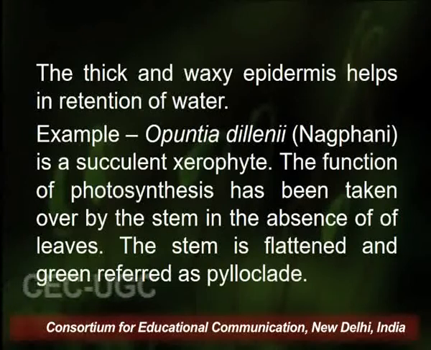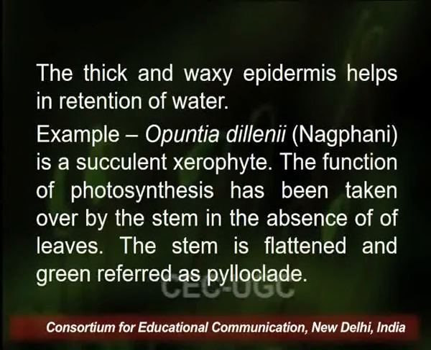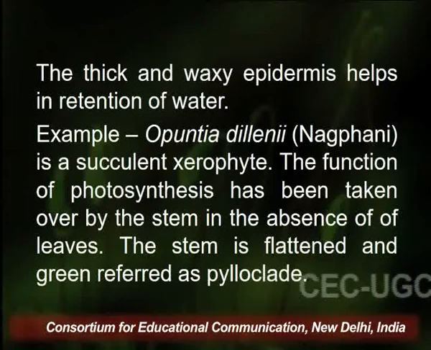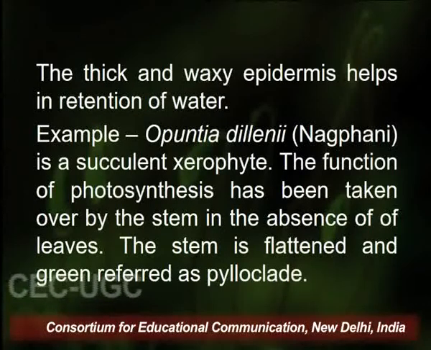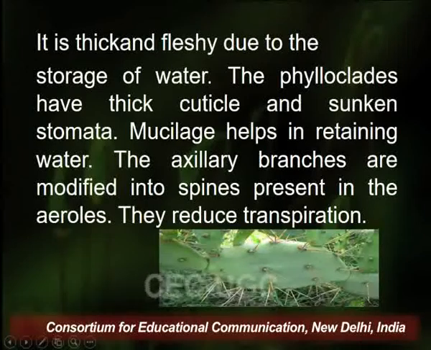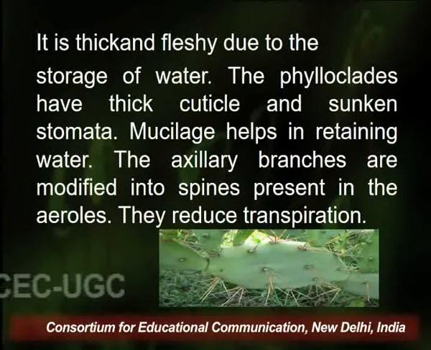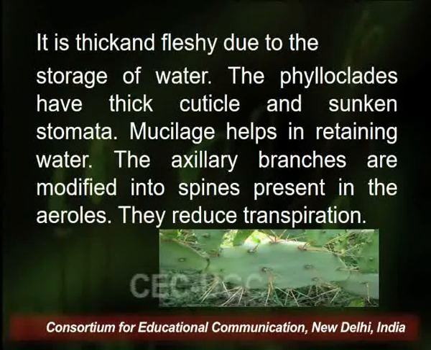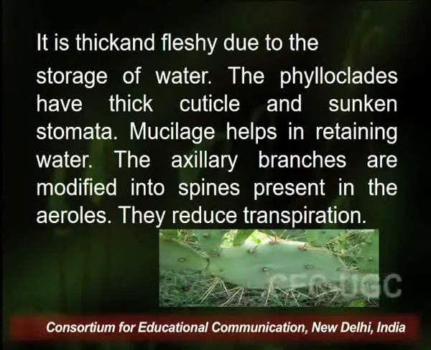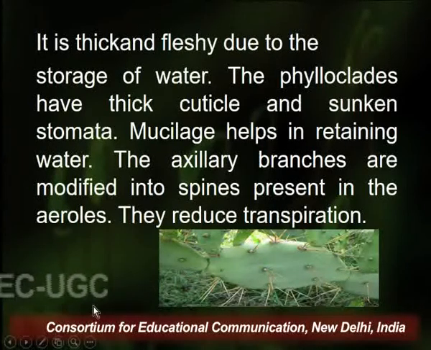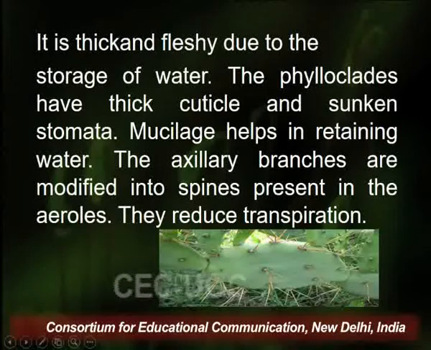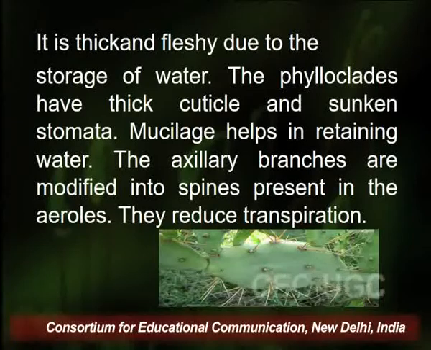The function of photosynthesis has been taken over by the stem in the absence of the leaves. The stem is flattened and green, and it is referred to as phylloclade. This is the phylloclade, as you can see here. Now it is thickened and fleshy due to the storage of water. The phylloclades have thick cuticle and sunken stomata. Mucilage helps in retaining water. The axillary branches are modified into spines which are present in areoles.